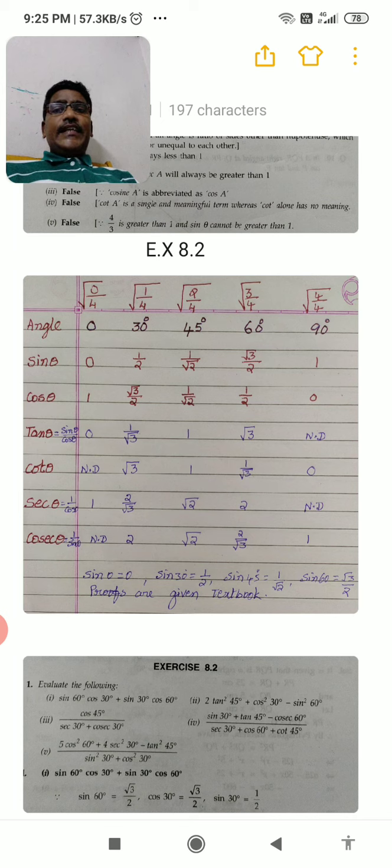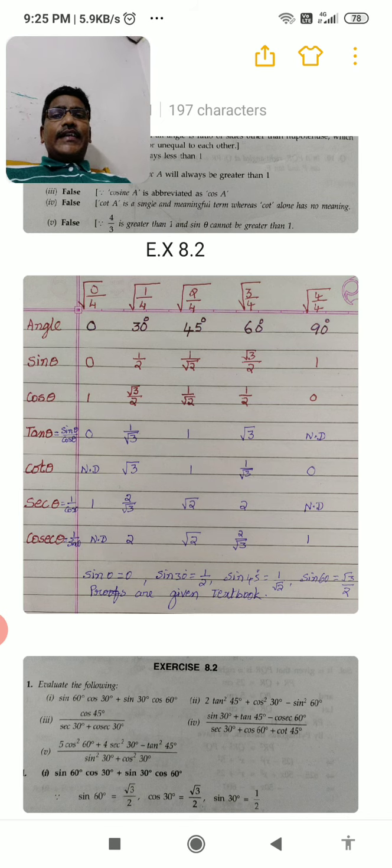Secant theta, you see, is the inverse function of cos theta, 1 upon cos theta. So you write all the values as the inverse of cos theta to get secant theta. I mean 1 upon 1, 2 upon root 3, root 2 upon 1, 2 upon 1, and 0 upon 1. Clear to you? That last one is not defined, since 1 upon 0 will come again.